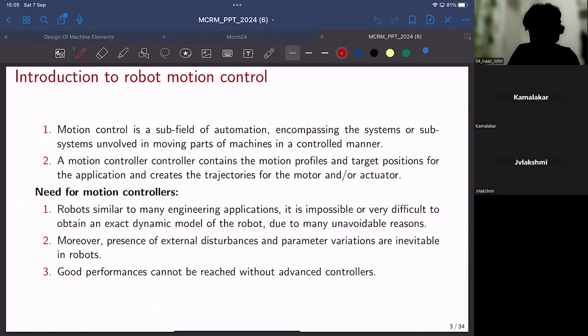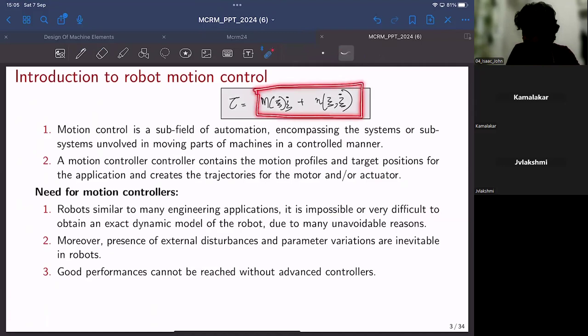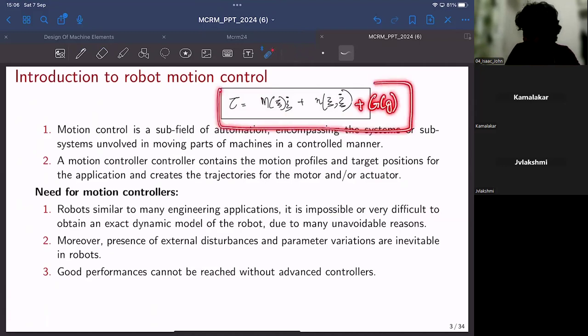For example, throughout the course, we are familiar with the dynamic model tau as M of zeta dot plus N of zeta dot. We are familiar with this model that has been discussed throughout the lecture. But in reality, this alone will not take the dynamics into account. We have a lot more terms that cannot be modeled. Maybe the effects due to gravity. We haven't modeled that in this equation.